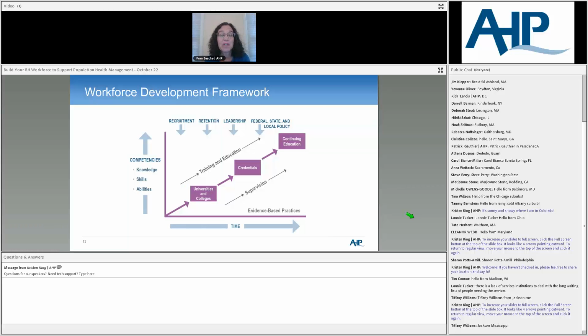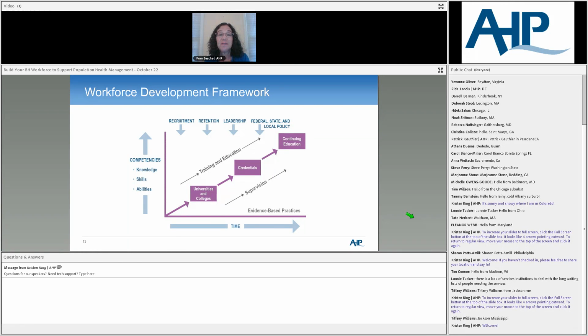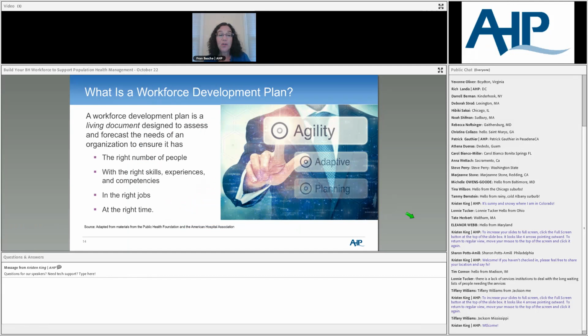It's going to tell us where some of those people are going to come from, what they need, the competencies, the knowledge, skills, and abilities. And when people use the word competencies, that's what they mean. As well as what they're going to do. They're going to be implementing evidence-based practices, again, to achieve the triple aim that Patrick mentioned.